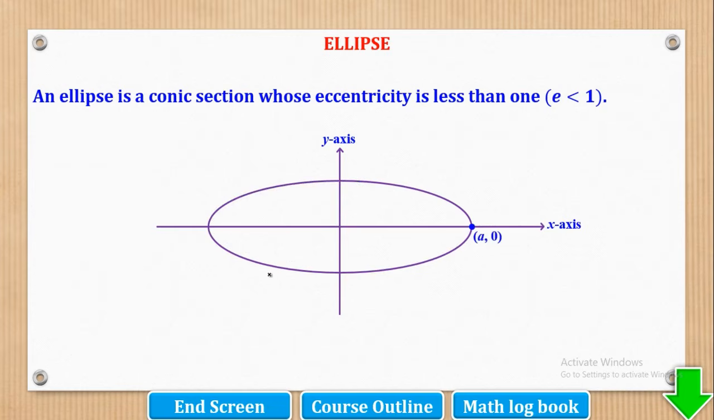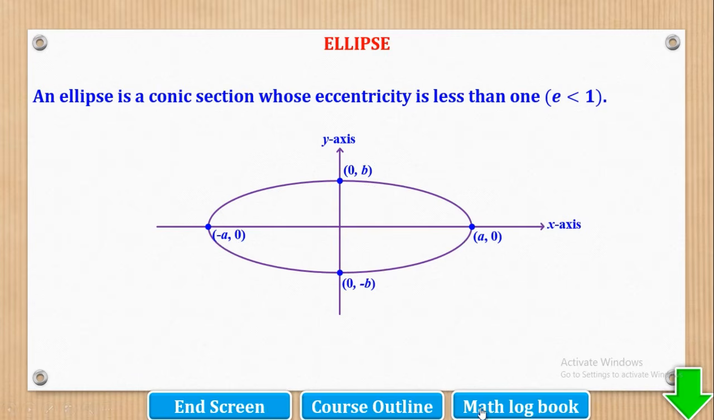Now in an ellipse, these are the intercepts. We have an intercept A0, and because this is symmetric about the y-axis, here to be negative A0. And if this is 0b, this will be 0 negative b.